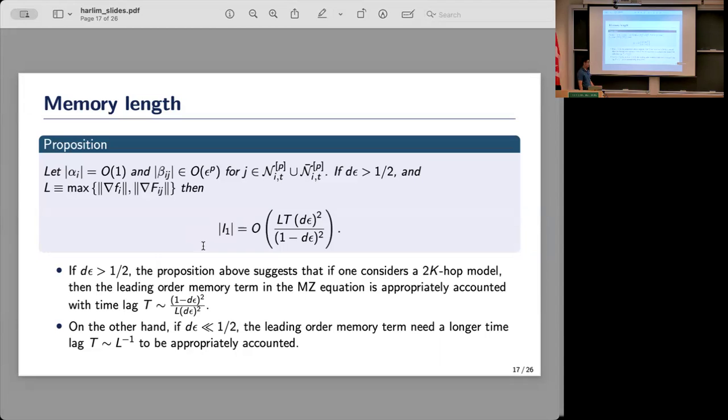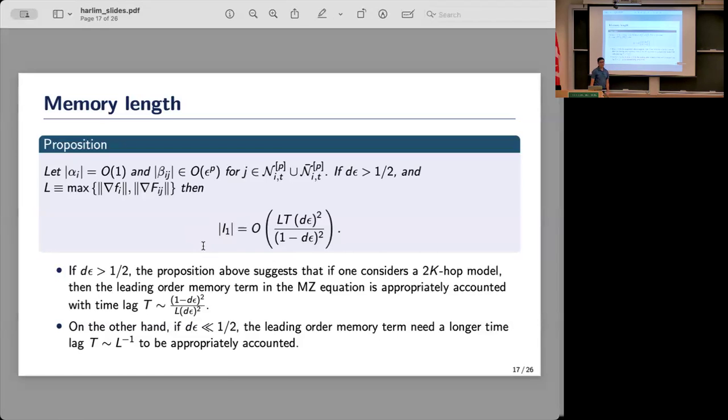On the other hand, if you have weak interactions, because d times epsilon, the degree is the number of friends and epsilon is the weight, right? So if epsilon is really weak, the interaction is weak, then you need longer memory, because T will be inversely proportional to L.